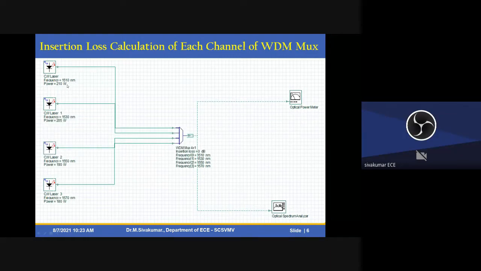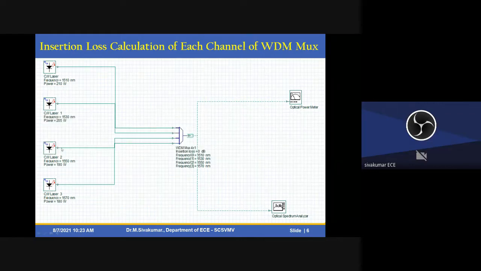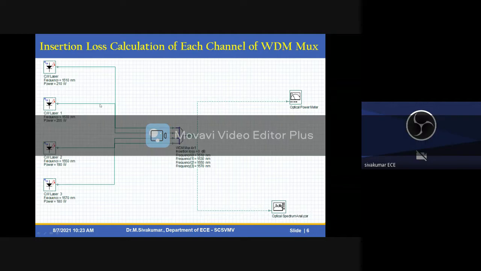Power 210 watts for this CW laser 1, 205 watts for CW laser 2, 190 watts for CW laser 3, and 180 watts for the final laser. You can easily remember 1510, 1530, 1550, 1570 and 210, 205, 190, 180. In this manner, you calculate. Already you know very well how to change the frequency and power in each and every laser source.